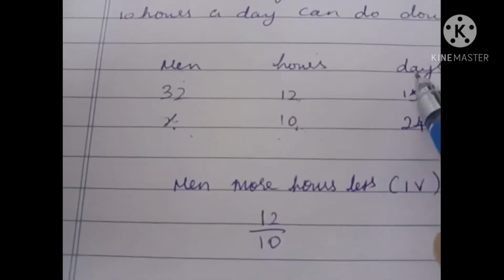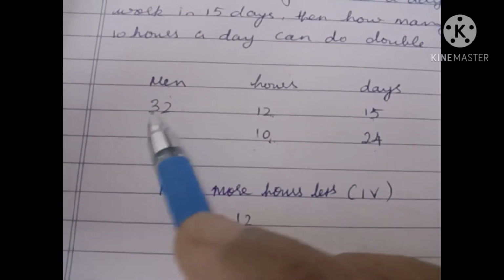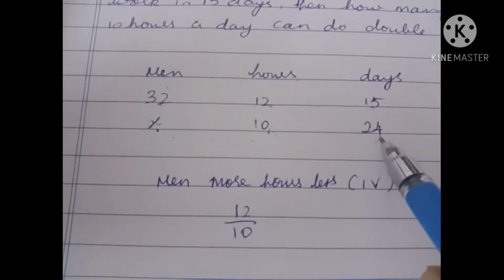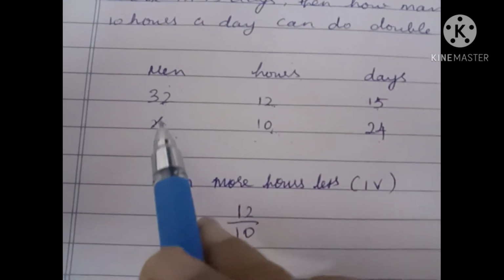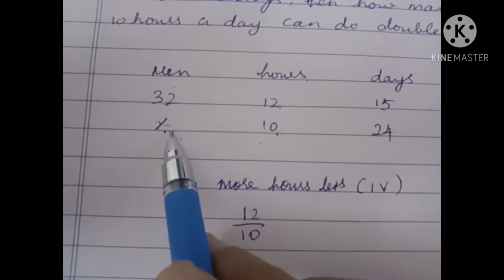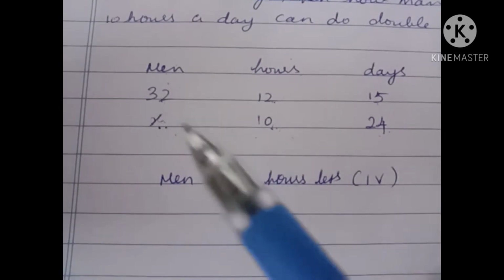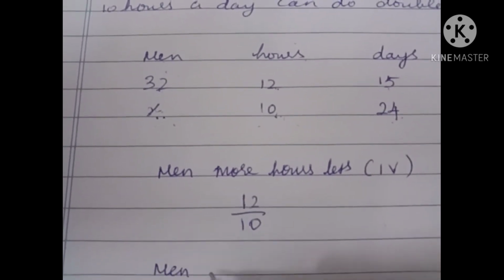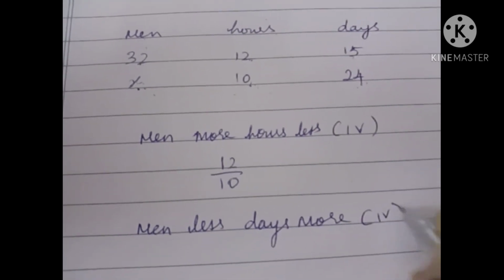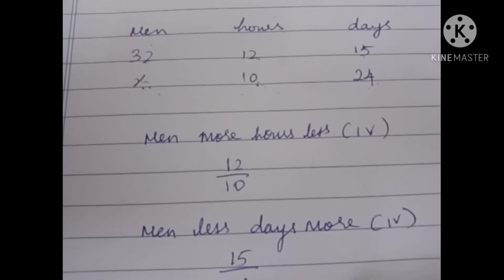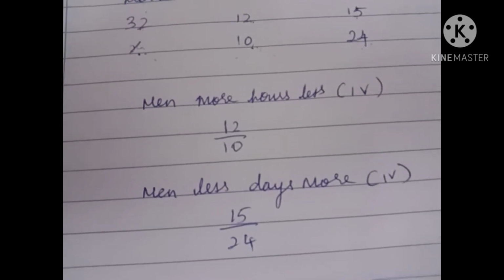Next you have to compare men with the days. 15 to 24 is an increase. Here 15 days 32 men are working. For 24 days, the number of men will be less. So here more days, less men. Again inverse variation, 15 by 24. Therefore X is equal to 12 by 10 into 15 by 24 into 32.